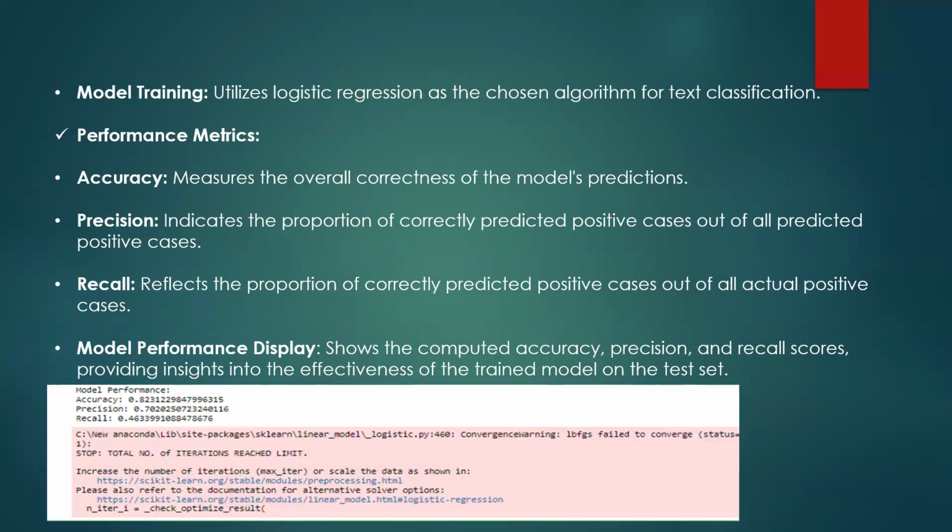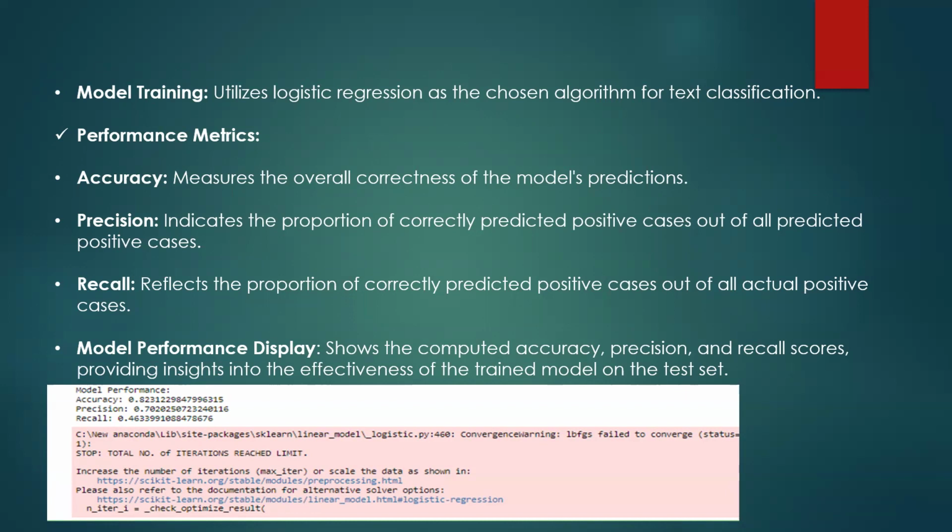Coming to step three, model development. Here we did model training, which utilizes logistic regression as the chosen algorithm for text classification. And we did accuracy measures.